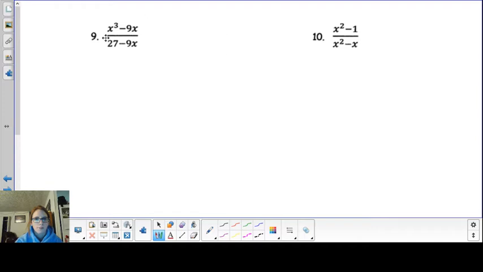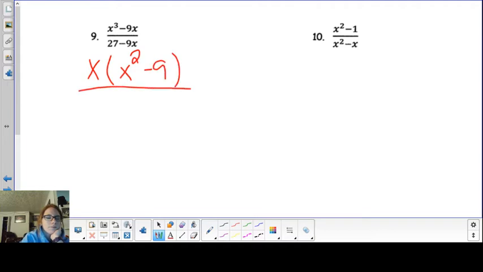We're going to do 9. You are going to do 10. So I don't like having cubes. So what I try and do is get them so they're not 3. And by cube I mean an exponent of a 3. So can't I pull out an x on both the top and the bottom? And that gives me x squared minus 9. And on the bottom, I like my x's to come first. So I have a negative 9x and I have plus 27.